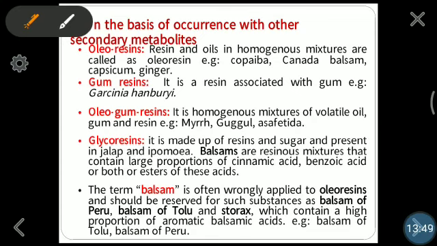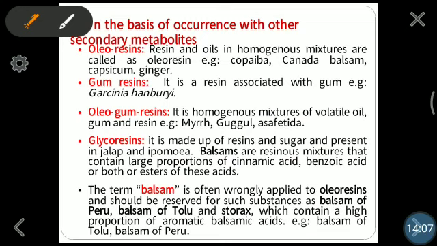Glycoresins. It is made up of resin and sugar. Glyco means glucose, and the other part is resin. So it is a combination of resin plus sugar. Examples like jalap, ipomoea is the example.